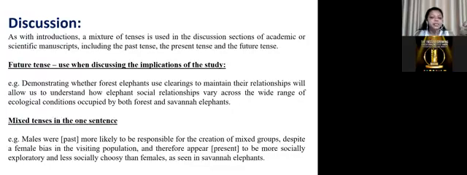Demonstrating whether forest elephants use clearings to maintain their relationships will allow us to understand. So these are the implications for further studies. It means demonstrating whether forest elephants use clearings to maintain their relationships.